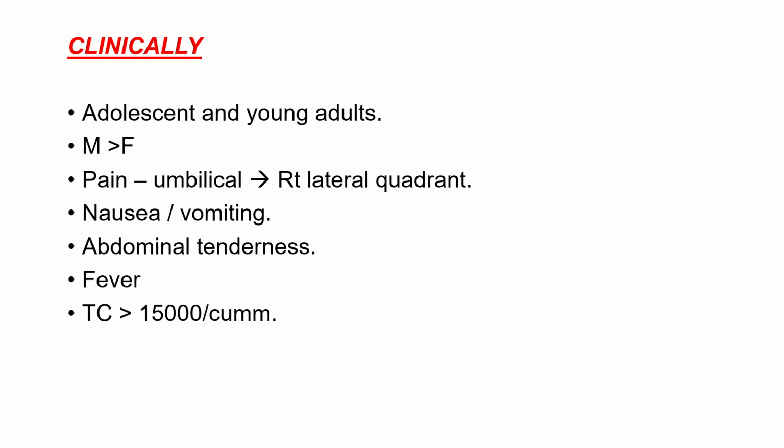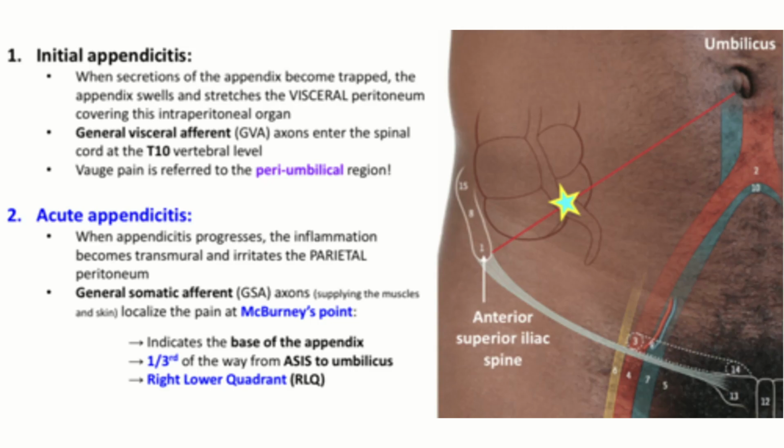Clinically, what you will see: most commonly, appendicitis affects adolescents and young adults. Males are more commonly affected than females. The most common presentation is umbilical pain, which is also called referred pain, followed by pain in the right lateral quadrant or right iliac fossa. The patient might have nausea, vomiting, abdominal tenderness and fever. When you do a CBC, the total count will be more than 15,000.